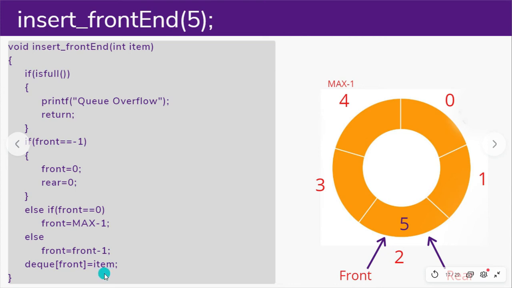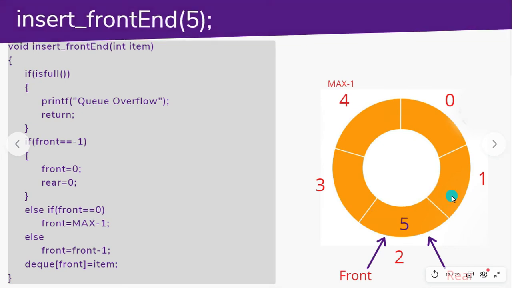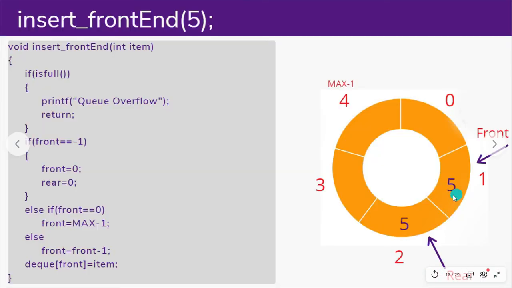So front would point to the first index, and after that it would insert the user inputted data. Data is what? Item. So item is assigned to the DQ of front. DQ of front is what? Is 1. So 1 DQ of 1, that is here. As you can see 5 is inserted. So next we want to insert from the front end 6. We are going to insert from the front end the data 6.